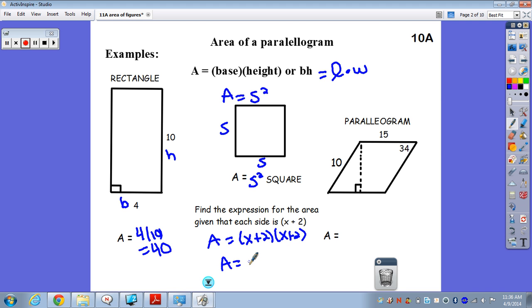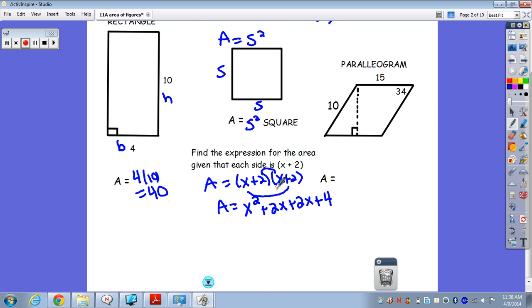So we do first, so that's x times x, which is x squared. Then outer, which is 2x. Then inner, which is also 2x. And then last, which is 2 times 2, which is 4. And so then the area expression is x squared plus 4x plus 4.